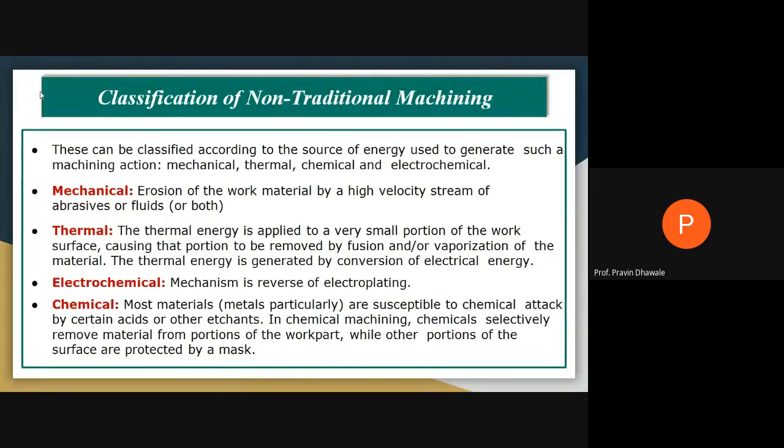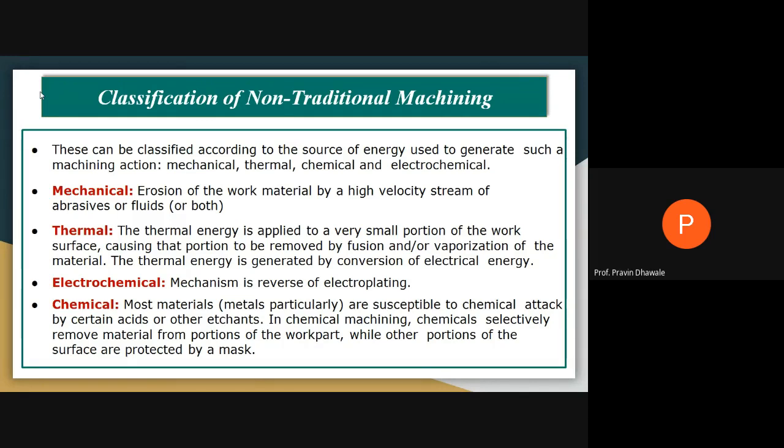Now, the main point of today's discussion is the classification of non-conventional machining processes. Because in the previous slide we discussed that in order to remove the material from the workpiece, non-conventional or non-traditional machining processes require different sources of energy. It may be a direct or indirect source of energy. Which are the sources of energy?